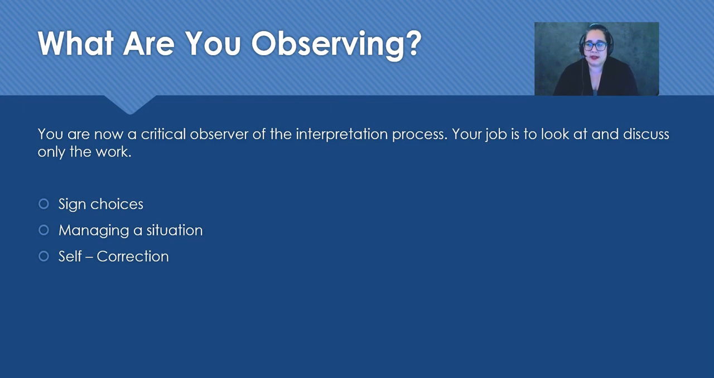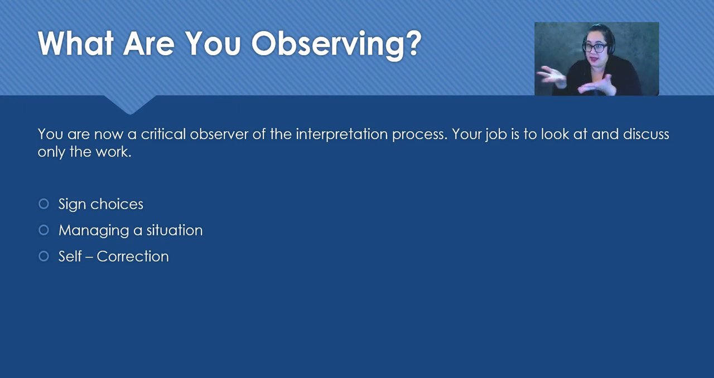So, what is it again that you're observing? You've got to be a critical observer of the interpretation process. Your job is to look and discuss only the work. But I want to say the work and also professional interpreting choices. So you're looking at their sign choices, how they're managing a situation.